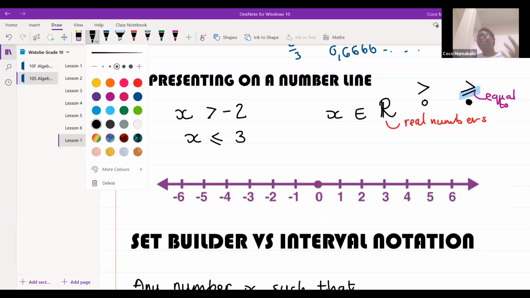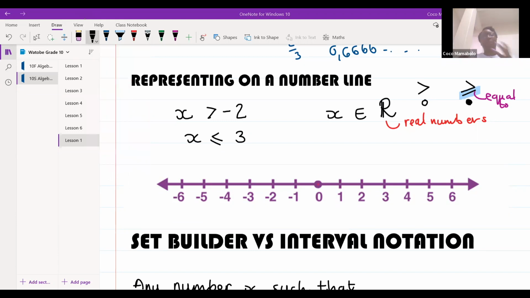Okay, excellent. I think this one is quite easy, right? So I'm going to go to 3 and I'm going to put a dot. Tell me in the chat, everyone, am I going to color it in or am I going to leave it open? Open or colored? Open or closed?